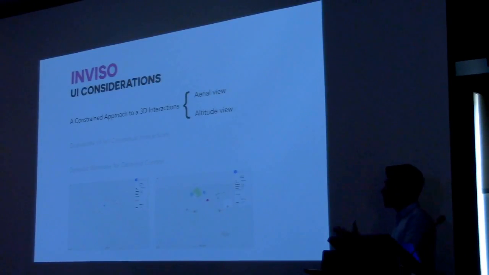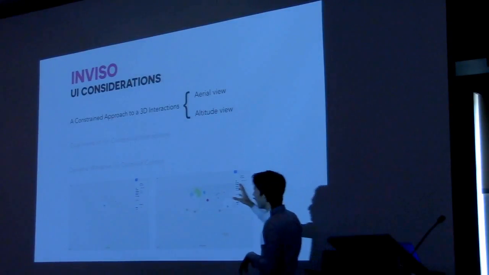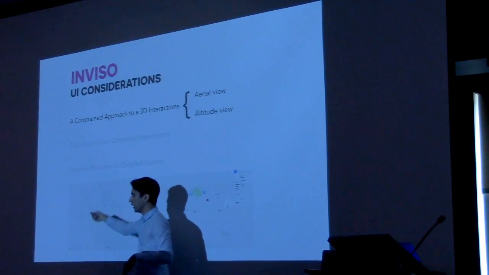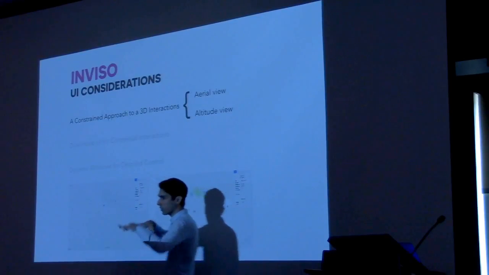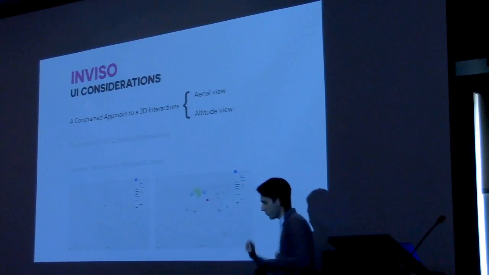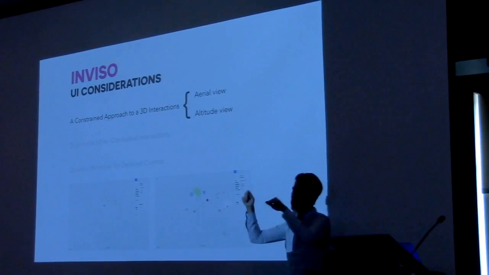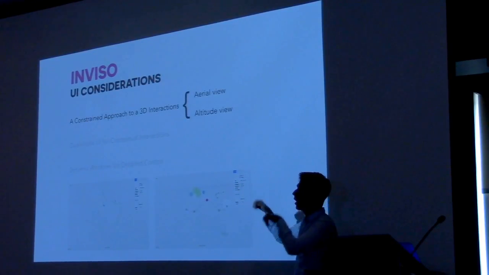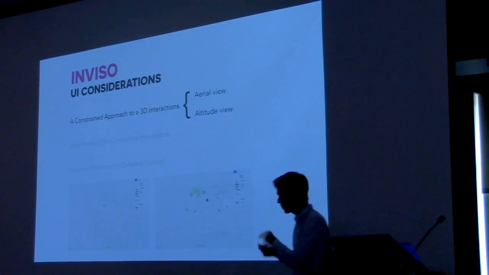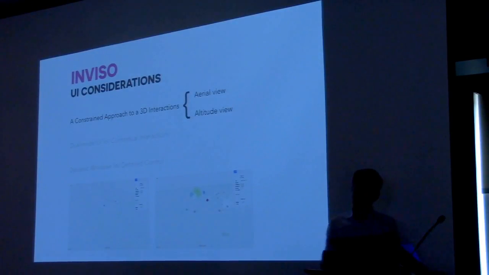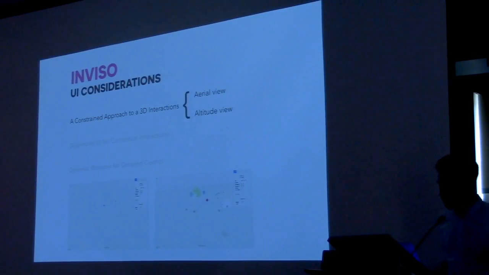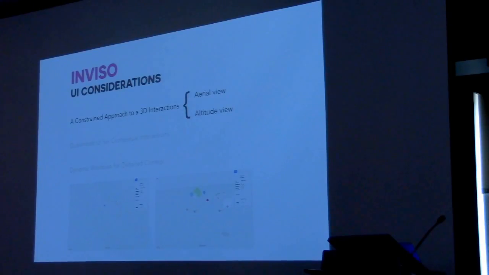So that's one of the reasons we went with this sort of limited view, where in the aerial view you can only move the sounds in the XZ domain, in the lateral domain. And if you tilt that screen when this view flips to altitude view, you have control over only the Y axis.